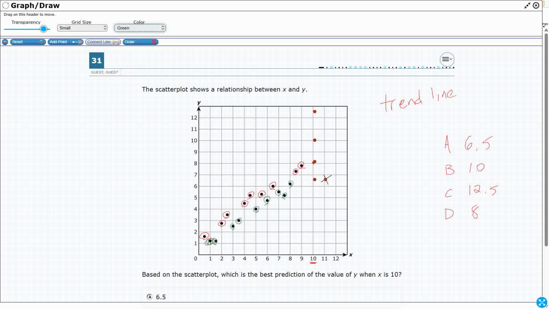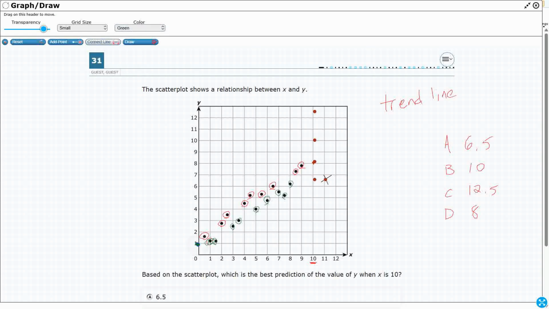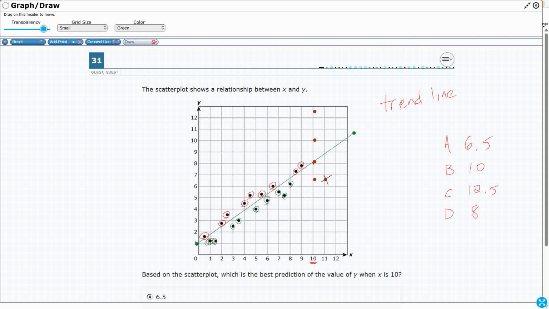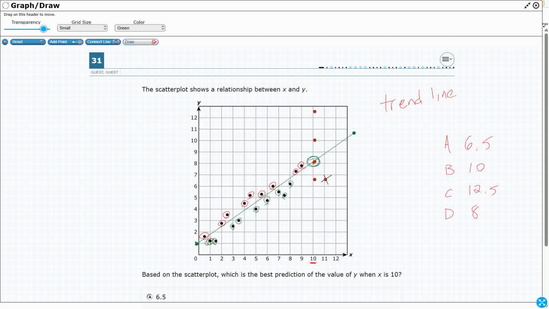I'm going to use green, and I'm going to use a connect line. I want to start, and it's not necessarily going to have to be at the origin. What I'm trying to do is get a line that goes right in between, and it doesn't have to touch any of them, where I had my 9 above and my 9 below. And so you notice my trend line does kind of split my data in half. And kind of like what we were thinking, this definitely looks the best, this 8 right here.